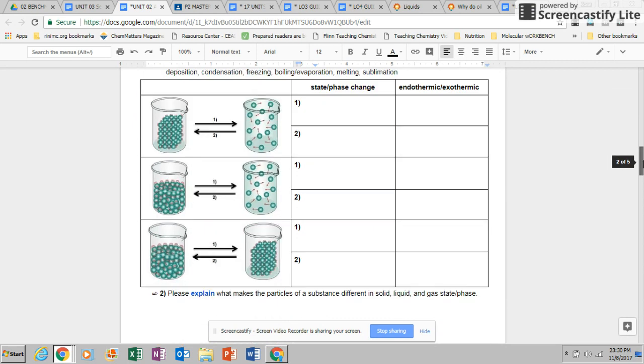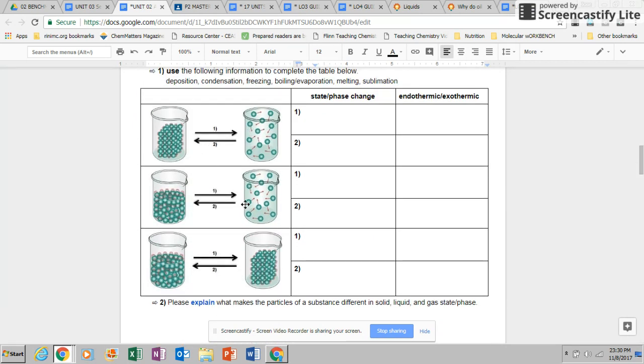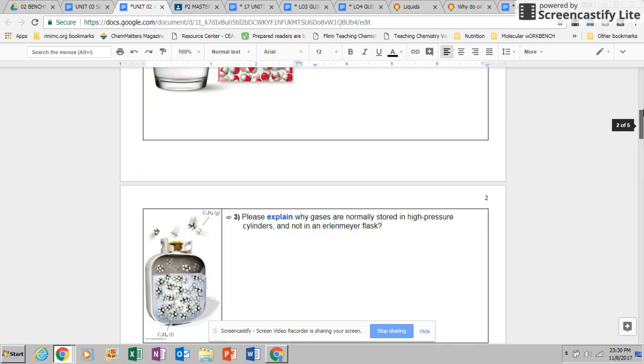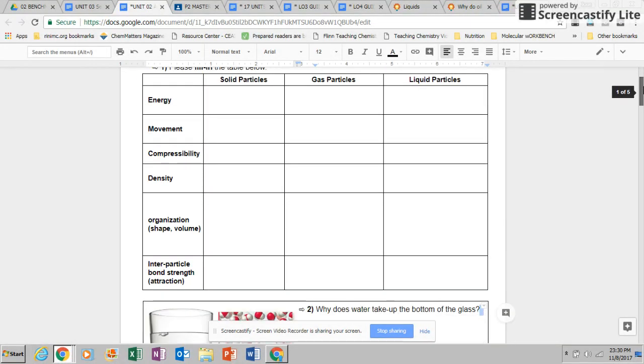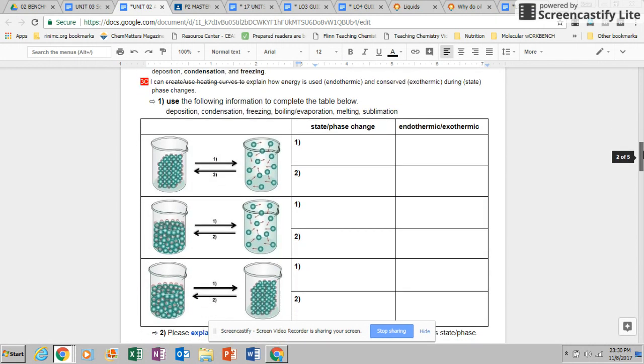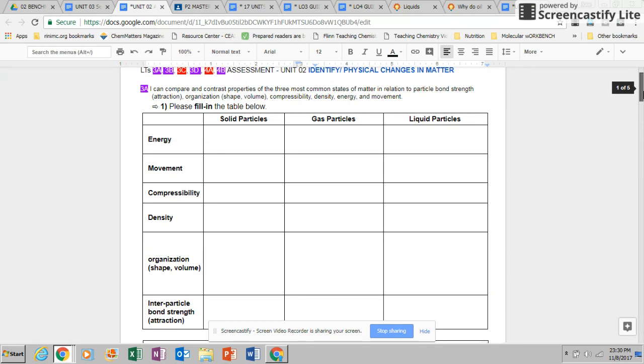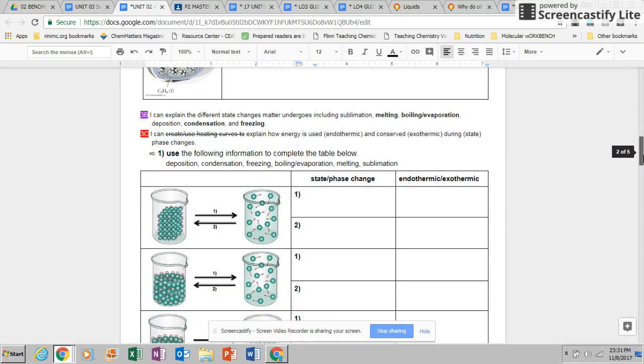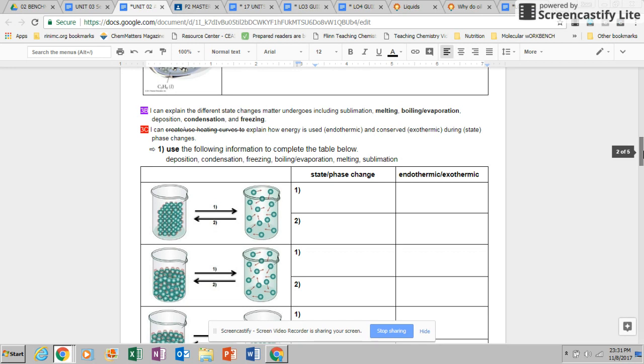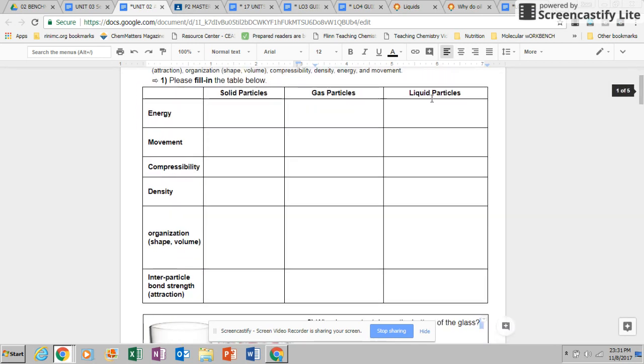So if you actually look here, you kind of have a visual to help you go ahead and fill in this information. As far as energy goes, the arrows here represent energy. 3C and 3A go hand in hand, and in chemistry, all the parts go together so we can get the whole picture. So gas particles have very high energy.